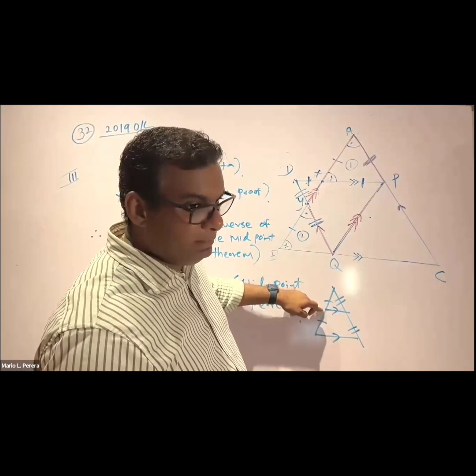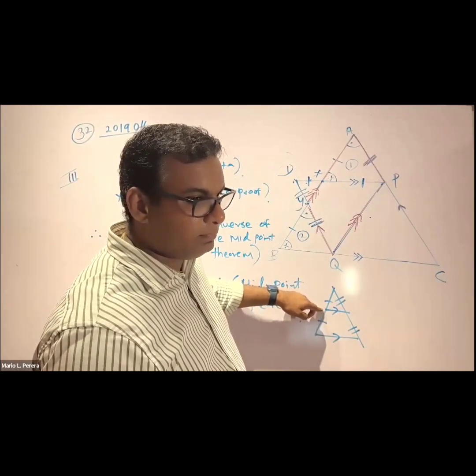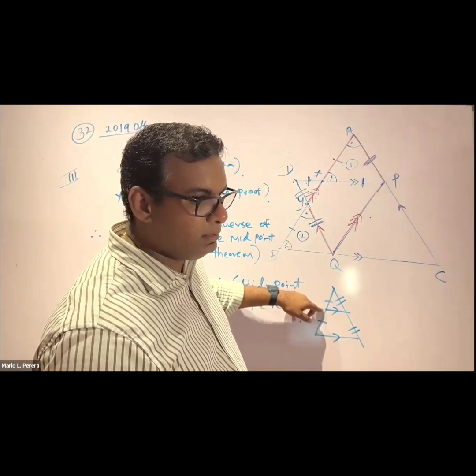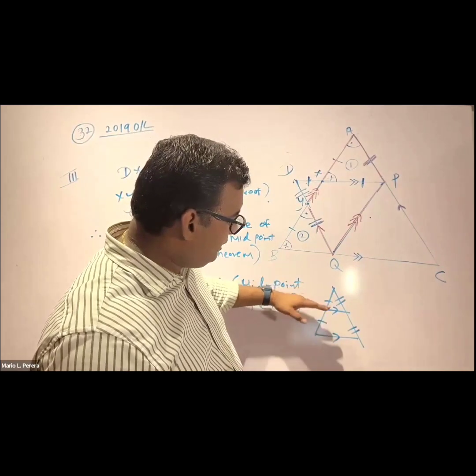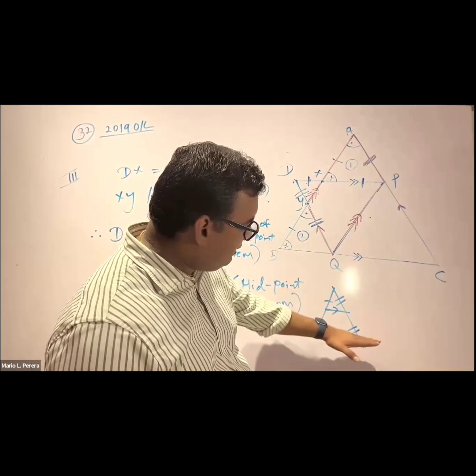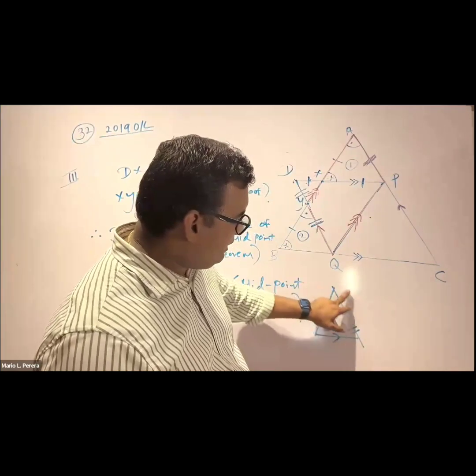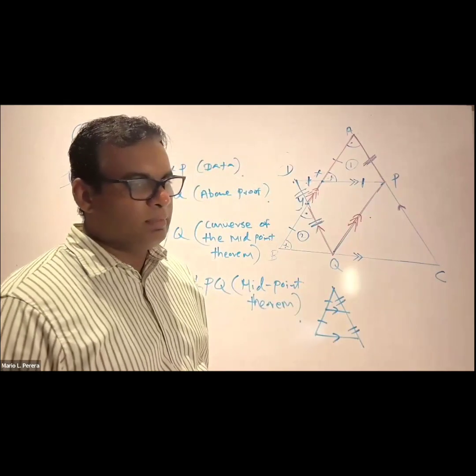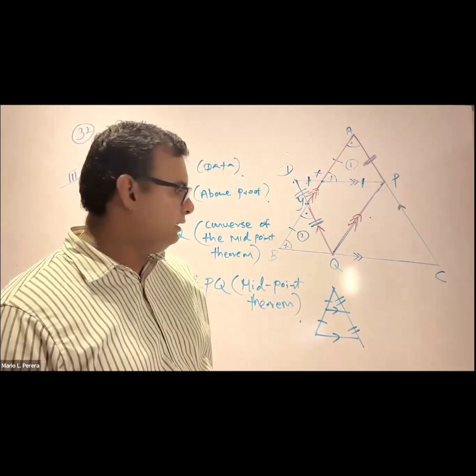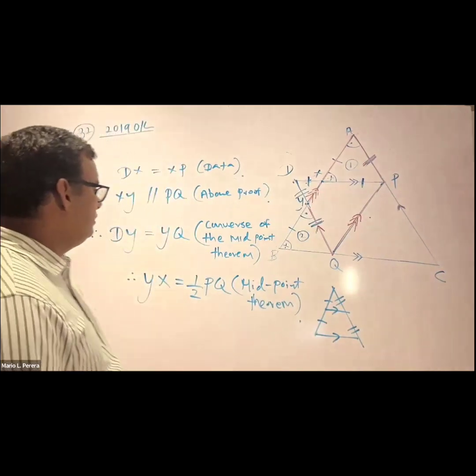From one midpoint. Dineru, are you there with me? Yes, sir. From one midpoint, if you draw a parallel line, it bisects the third side. They can make it equal. Okay, sir. That's right. Thank you, sir. Very good.